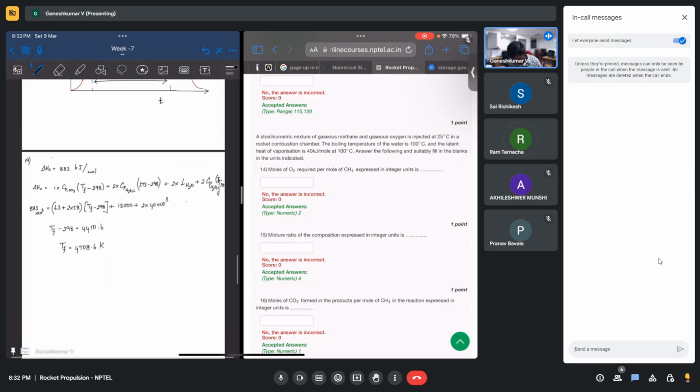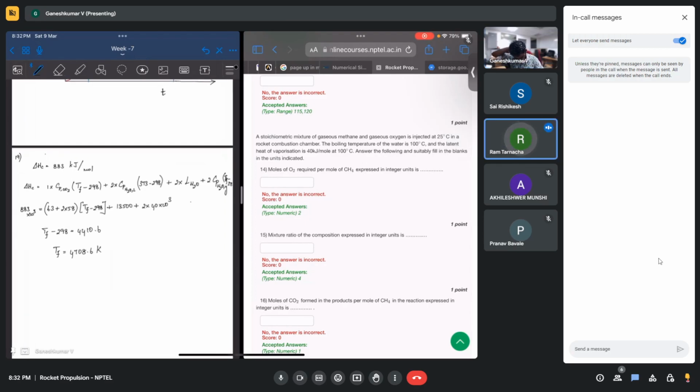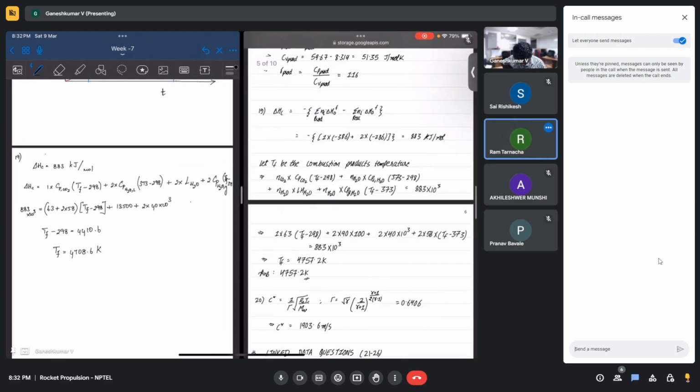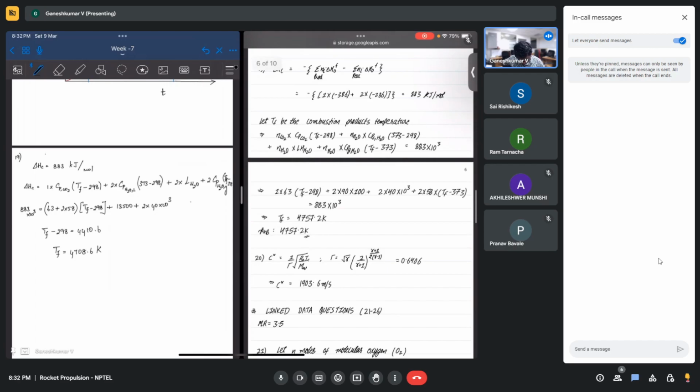So did I make any mistakes? No, the only apparent mistake is 175. But still I am getting 4700 only. Were you also getting 4700 or 3900? Then I can take my calculation. Yeah, I only saw that a recommended value is mentioned, so I thought so. So probably you can check once.